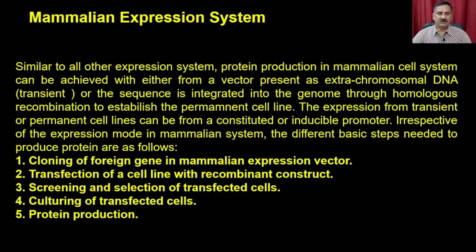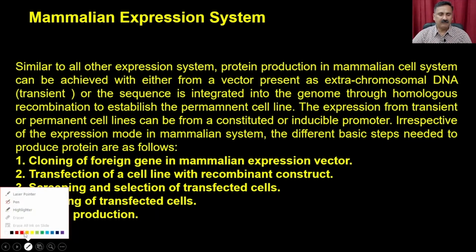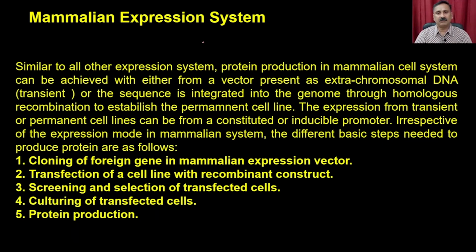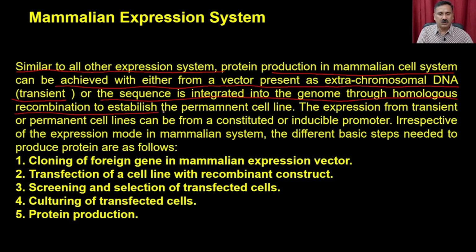So the mammalian expression system, as the name suggests, utilizes different types of mammalian cells for protein production. Similar to other expression systems, protein production in the mammalian expression system can be achieved either from a vector present as extrachromosomal DNA, which is going to be a transient expression, or the sequence is integrated into the genome through homologous recombination to establish permanent cell lines.